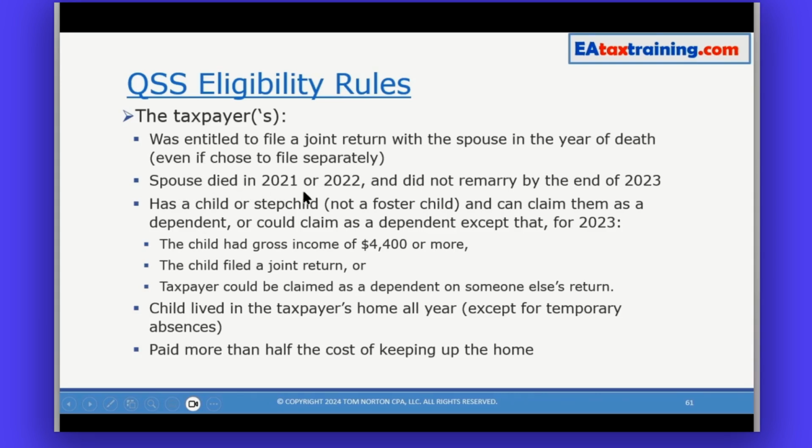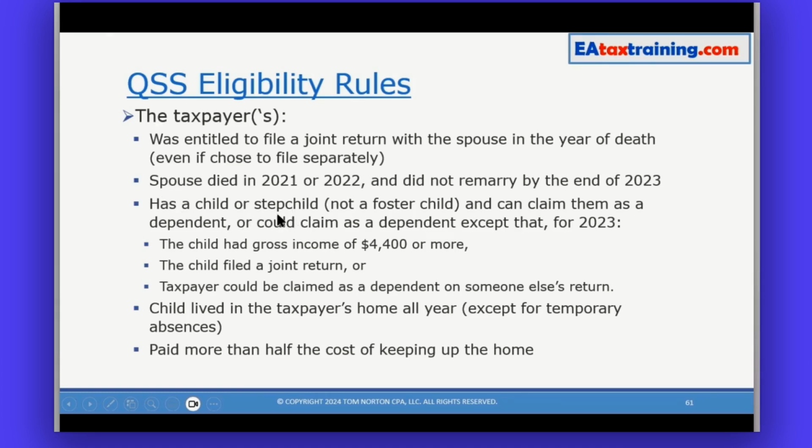The spouse had to die either in 2021 or 2022 and not remarry by the end of 2023. So remember, they only get this for 2 years following the year of death. Therefore, they must have died either in 2021 or 2022. And if they've gotten remarried in the meantime, then they don't qualify for qualifying surviving spouse. They have to file married filing jointly or married filing separately with their new spouse.